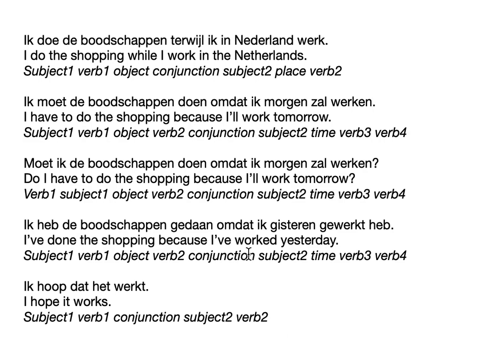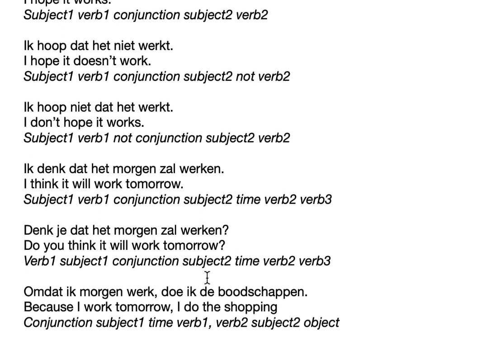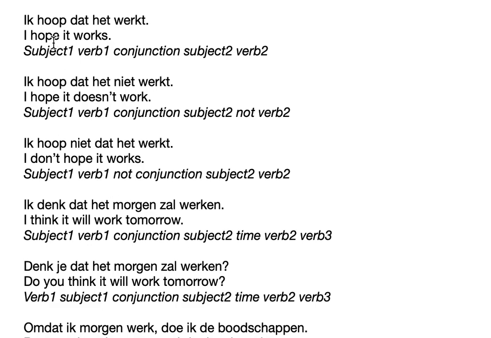Let's recap a little. Ik hoop dat het werkt. I hope it works. And here again, hopen is with dat. So you use dat, subject 1, verb 1, conjunction, the dat, as subject 2 and verb 2. It's normal. But now let's add the negative. How does it go with the negative? Well, you can either put the negative in the first sentence or in the subclause. In the main clause or the subclause.